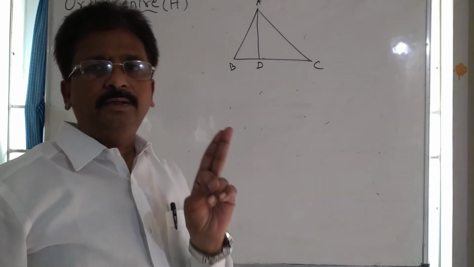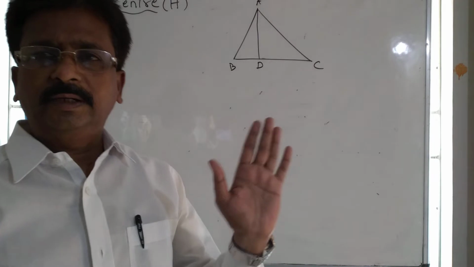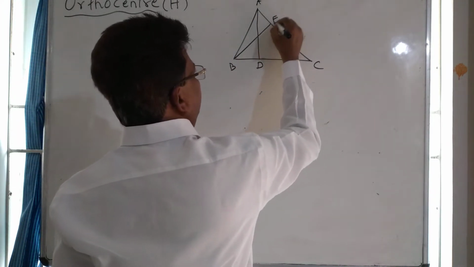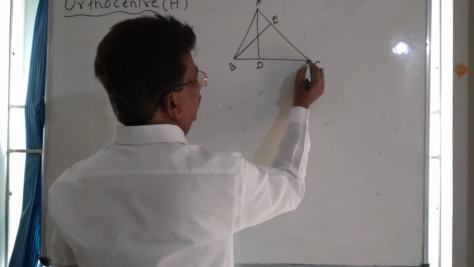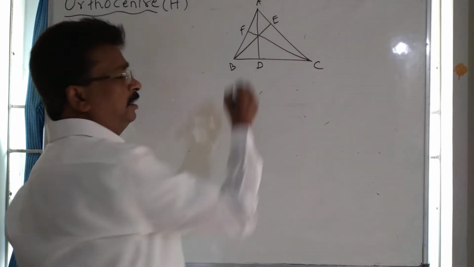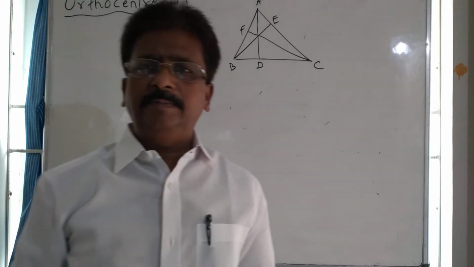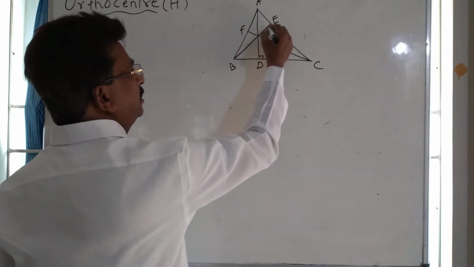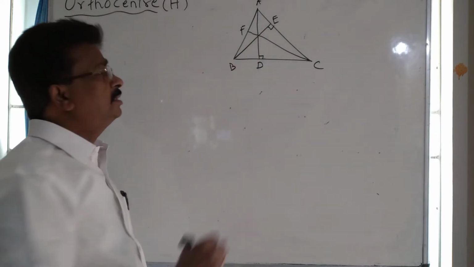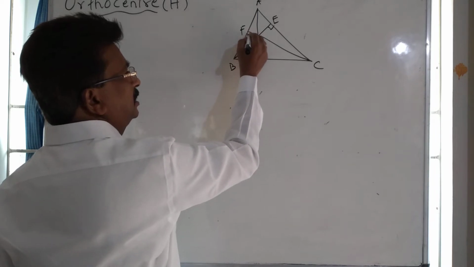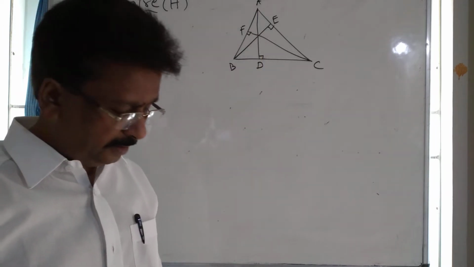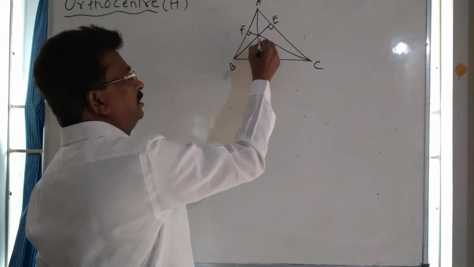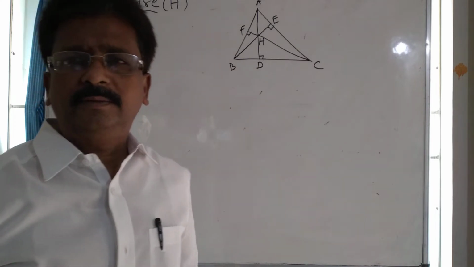Similarly, the other two altitudes also can be drawn from the other two vertices. From B also you can draw an altitude, and from C also we can draw an altitude. An altitude is perpendicular to the opposite side. So therefore AD is perpendicular to BC, BE is perpendicular to AC, and CF is perpendicular to AB. These three lines are concurrent at a point. That concurrent point is called the orthocenter of the triangle.